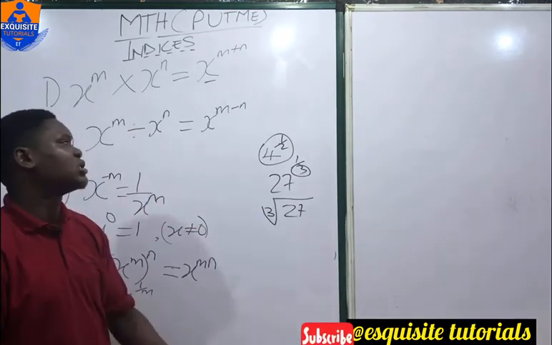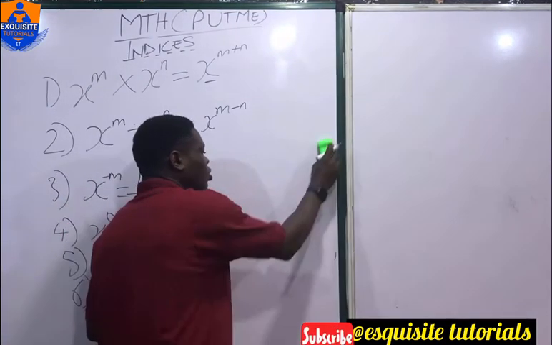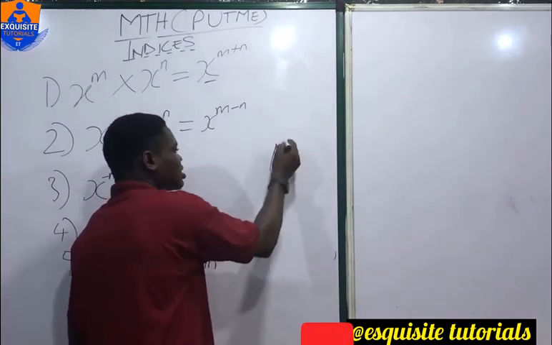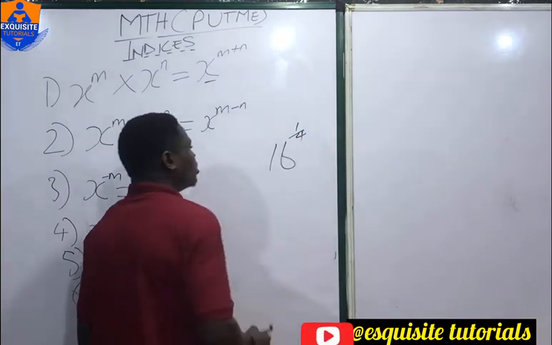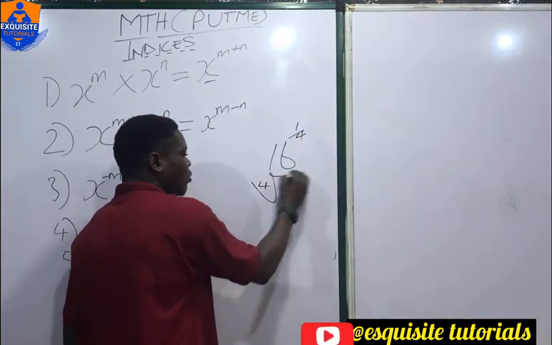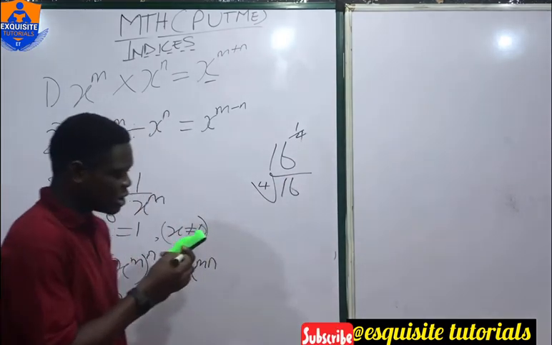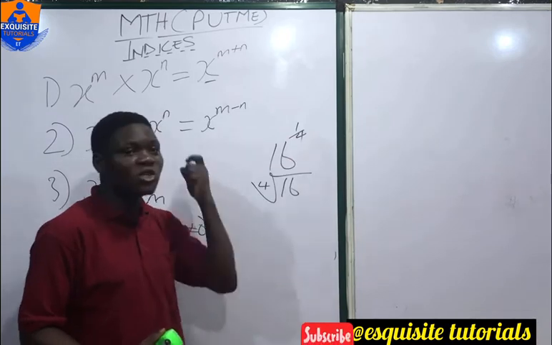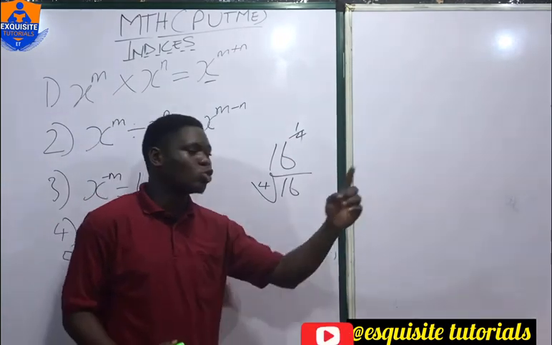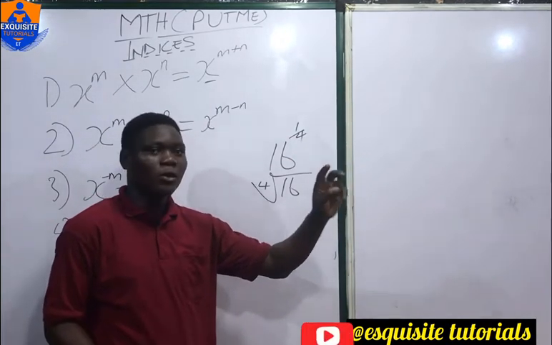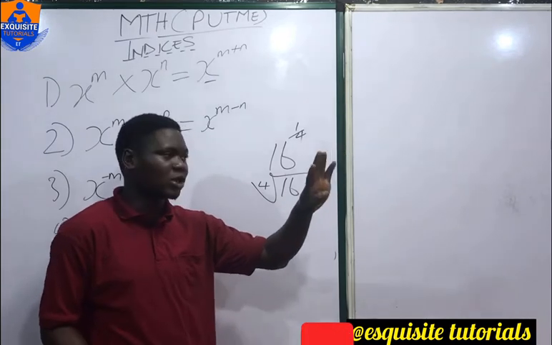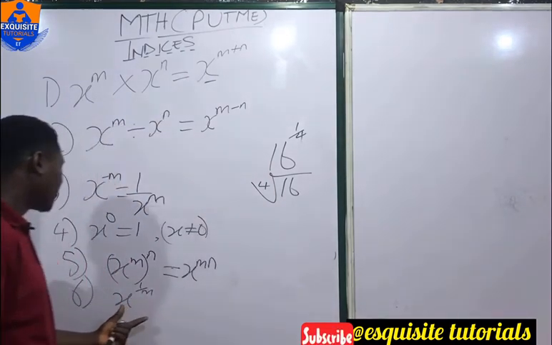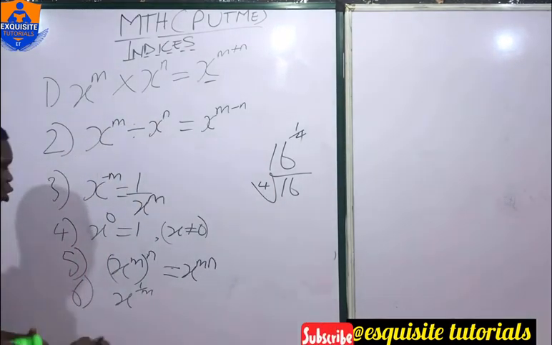to give 27. So let's say you have 16 raised to the power 1 over 4. This means the fourth root of 16. Now indices is saying which number are we going to multiply 4 times that will give us 16. That number is 2. 2 times 2 is 4. Times another 2 is 8. Times another 2, that's 16. So that gave rise to the sixth law of indices.